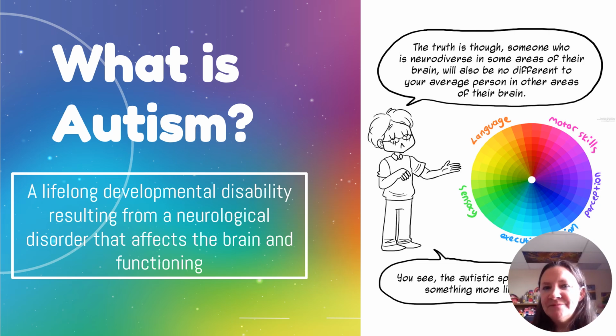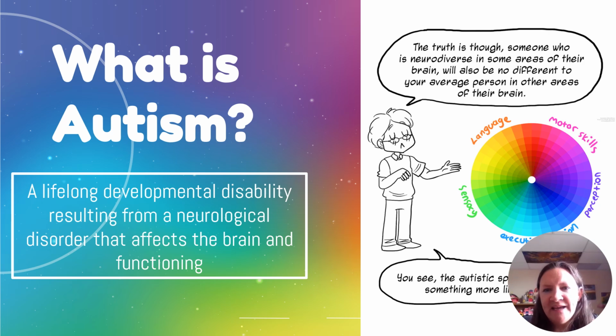So what is autism? Autism is a lifelong developmental disability. It results from a neurological disorder that affects the brain and its functioning. It is not poor parenting. It is not bad behavior. It is not a lack of desire for social engagement. It is something that occurs long-term with individuals, and individuals with autism have neurodiverse brains, and they are often affected in different areas, but no two people with autism are exactly alike.